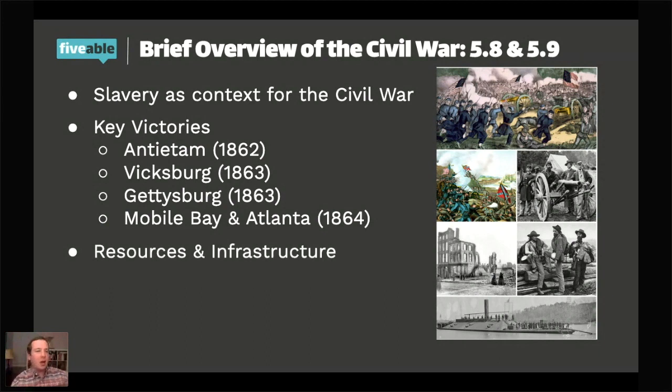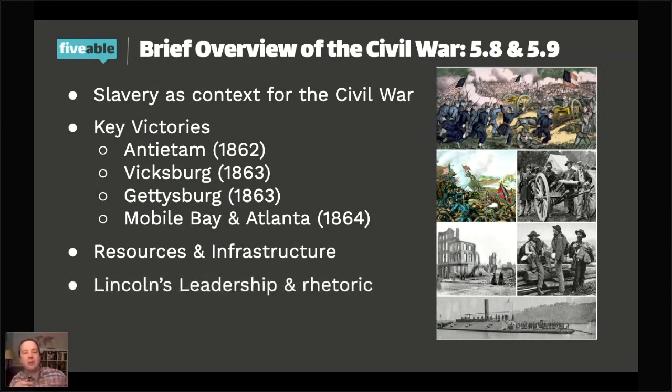So again, why does the North win? Resources and infrastructure. I think we've covered this a little bit before with the market revolution, but the North has more trains, has more factories, has more production capability, and also just more people. And so they are able to overwhelm the South with their resources, with their men. Eventually, Ulysses S. Grant is able to outmaneuver and outfight Robert E. Lee, and the infrastructure helps to move troops around, and the Southern infrastructure is devastated after the war.